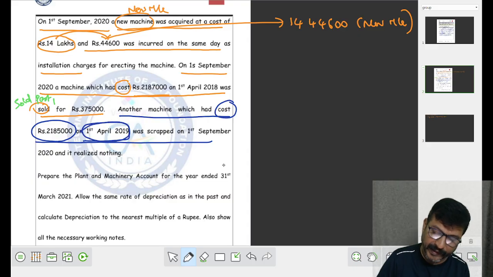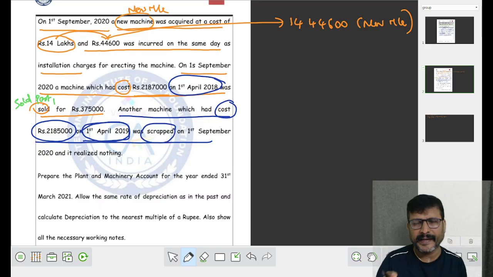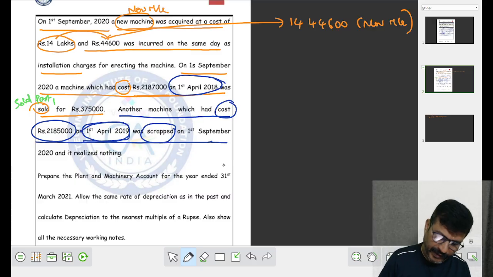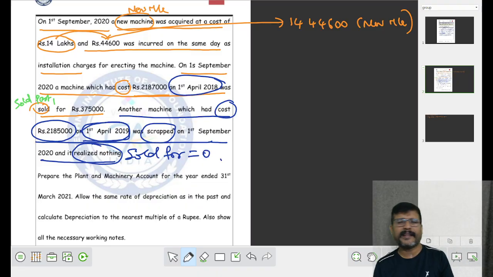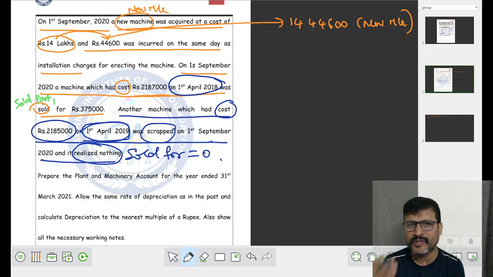See, it is 2019, it is 2018. Was scrapped. What happened to it? It became scrap, it became waste. On September 2020, and it is realized nothing. Realized nothing means sold for zero. Nothing is realized, right? For a common understanding, I can call sold as a zero.